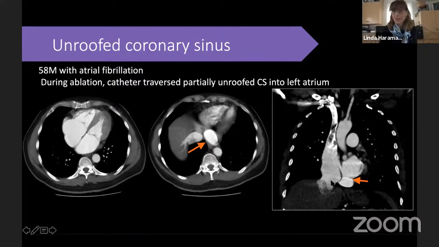Was there a left SVC? There was not. And we were looking for a defect in the roof of the coronary sinus, and there was an artifact here, which made us uncertain. And the patient underwent the procedure, and the catheter went through the coronary sinus into the left atrium during the procedure.